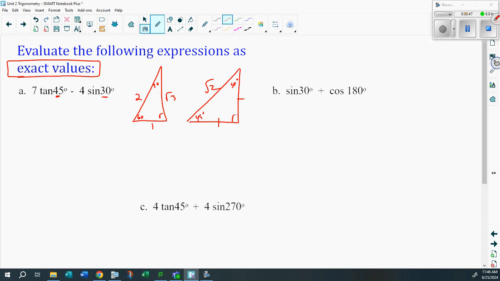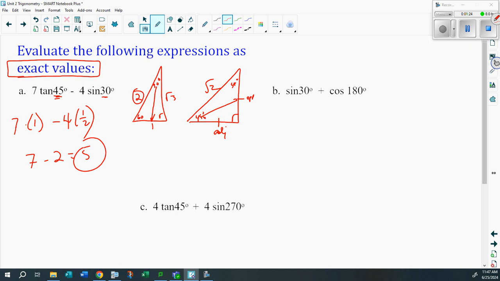Okay, so let's go. This would be 7 times the tangent of 45 degrees. The tangent of 45 degrees is, oh, well, that's opposite over adjacent. Oh, well, that's just too easy. The tangent of 45 degrees is 1, minus 4 times the sine of 30. Well, there's 30. Sine, remember, is opposite over hypotenuse. So opposite over hypotenuse, that's 1/2. Oh, boy, this is easy. 7 times 1 is 7. Minus 4 times 1/2, that's minus 2. Oh, my God, yeah, the answer is 5.